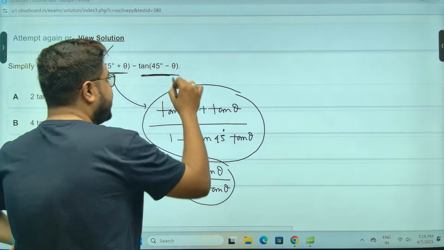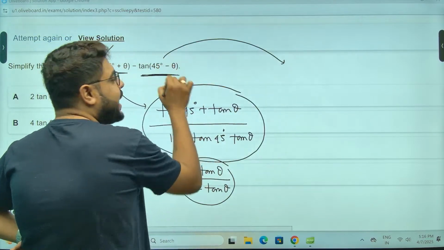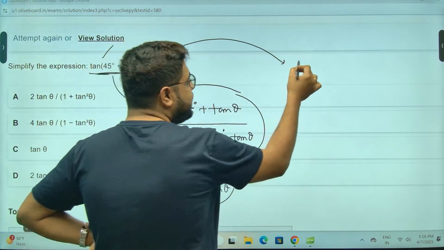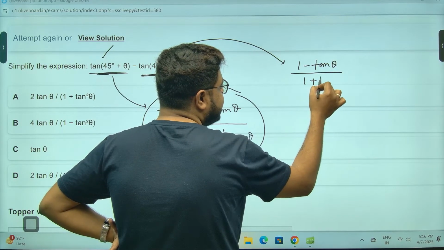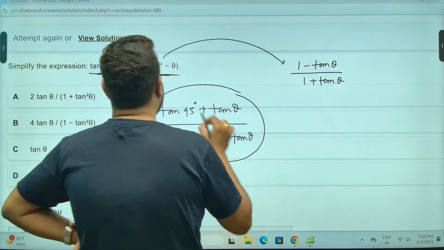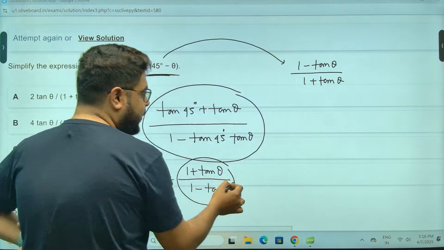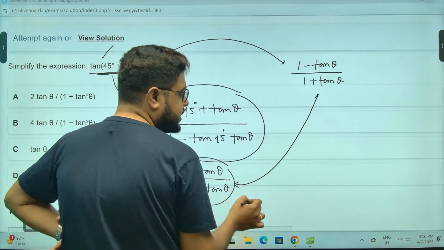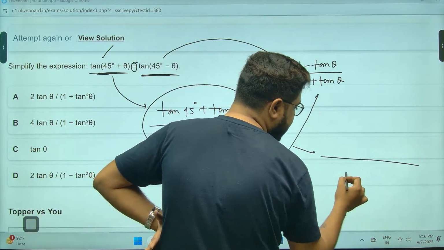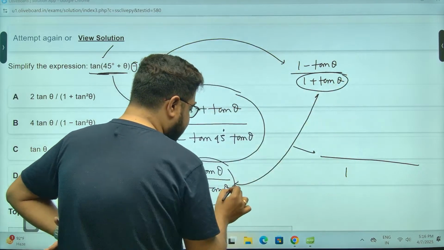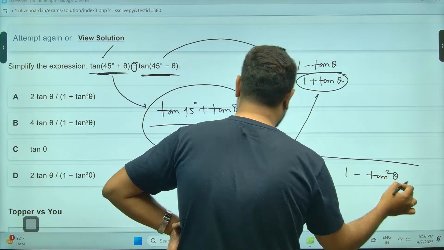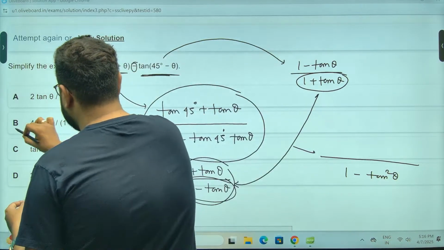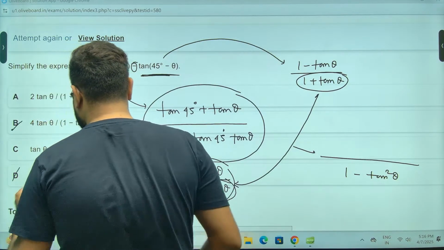And similarly, by doing this, you can write, sir, this will be minus on top. In the denominator, it will be plus 1 minus tan theta by 1 plus tan theta. They are asking for the difference between them, a subtraction. So if you do this, the LCM will be (a plus b) into (a minus b), a square minus b square. Looking at the options, my answer is either B or D. Let's see.